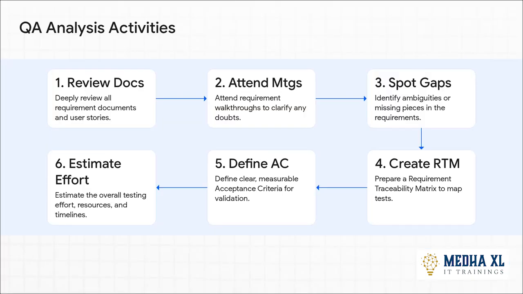All right, here's the game plan. First, you dive in and become an expert on all the docs and user stories. Then, you go into those meetings not just to listen, but to ask the tough questions. You're basically a detective, hunting for ambiguities and gaps. From there, you build out a requirement traceability matrix, and this is a huge tool because it maps every single requirement to a test so nothing gets missed. And finally, you help define what done actually looks like and estimate the effort. It's a clear, structured path that takes you from total confusion to complete clarity.